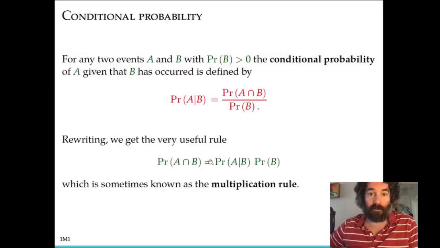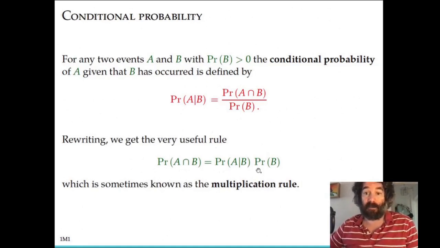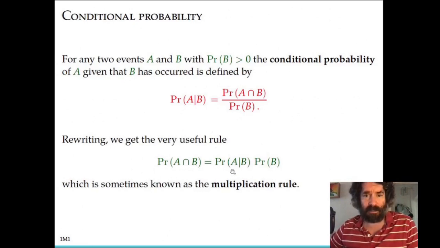Here is the multiplication rule. In general, for two events, the probability of A and B is equal to the conditional probability of A, given that B has occurred, times the probability of B. Now if these events are independent, then the probability of A and B is equal to the probability of A times the probability of B. That's saying that the probability of A given B is equal to the probability of A when they're independent. So the first term in this multiplication is just the probability of A.